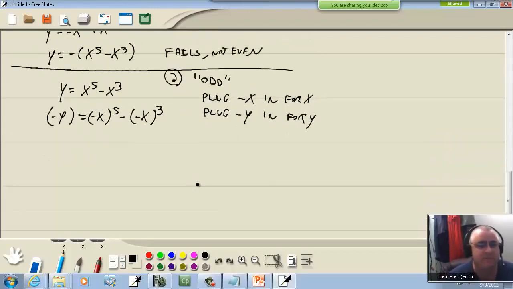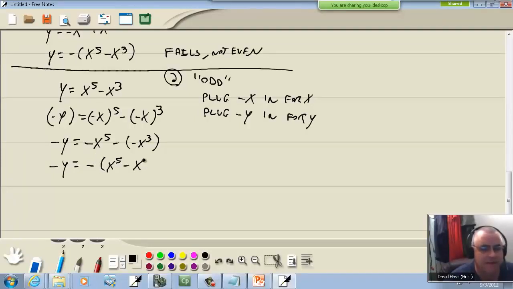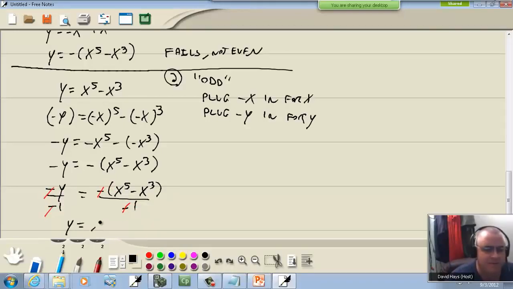And now we want to see if we can, by simplification, get it to look like the original function, this one right here. Well, that's just negative y. We already said that's negative x to the fifth minus negative x to the third. Same reasoning. And then I can factor a negative out, and that gives us x to the fifth minus x to the third. And then I'll divide both sides by negative 1. Those negatives cancel, these negatives are going to cancel, and we're going to end up with y is equal to x to the fifth minus x to the third, which is our original function. That's what would make this algebraically odd.